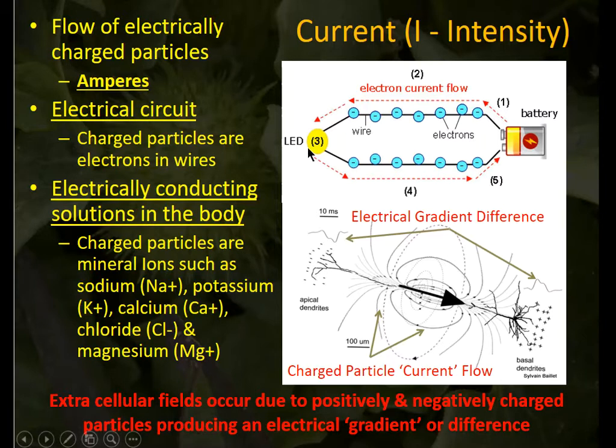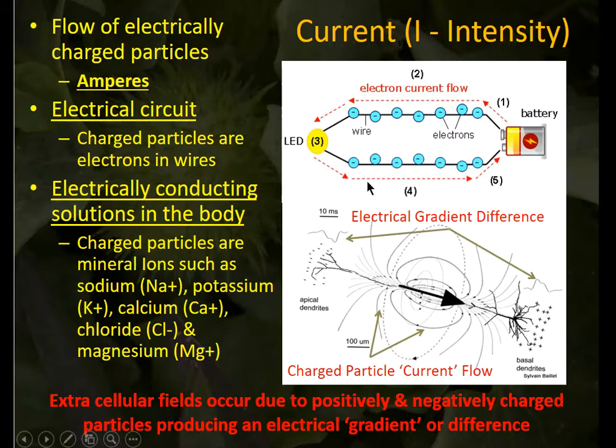And in this case, in terms of electron flow, we have a battery with a positive and negative pole, and we have negatively charged electrons traveling towards the positively charged end of the circuit because they're attracted to the positive end of the circuit.